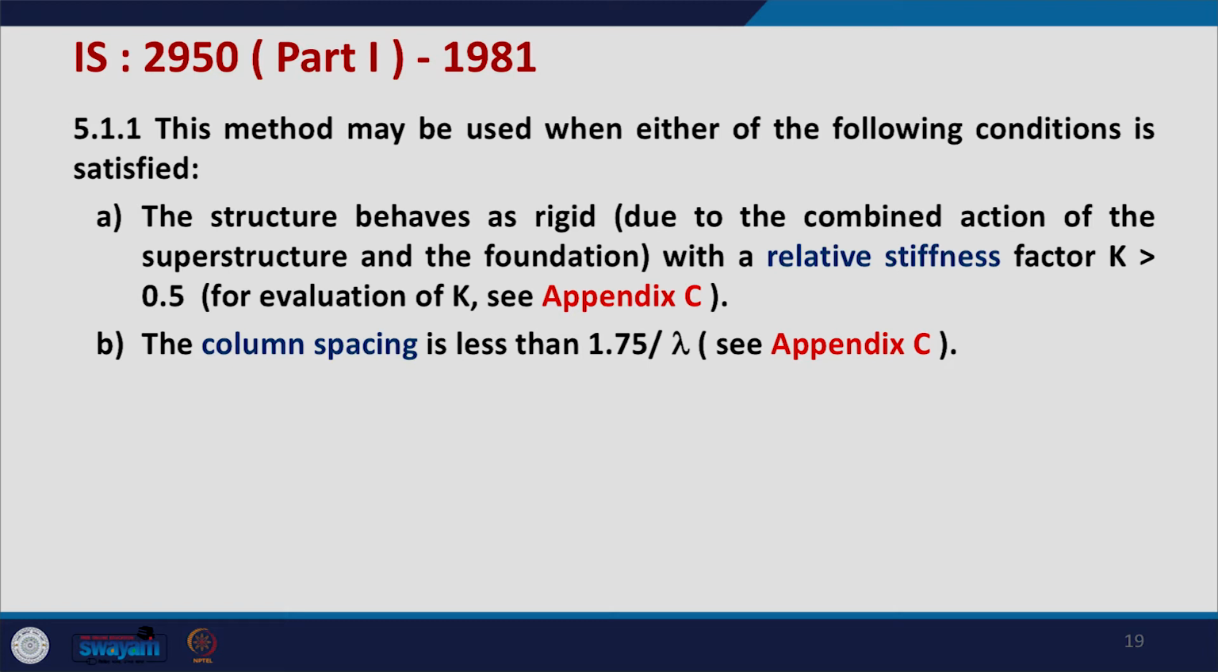So, if the value of k is greater than 0.5, then this condition is satisfied and we can use this method. And another condition is that the column spacing is less than 1.75 divided by lambda, where this value of lambda will be coming in Appendix C.